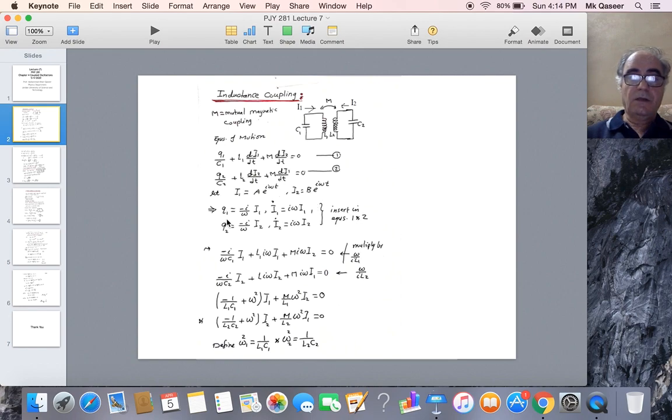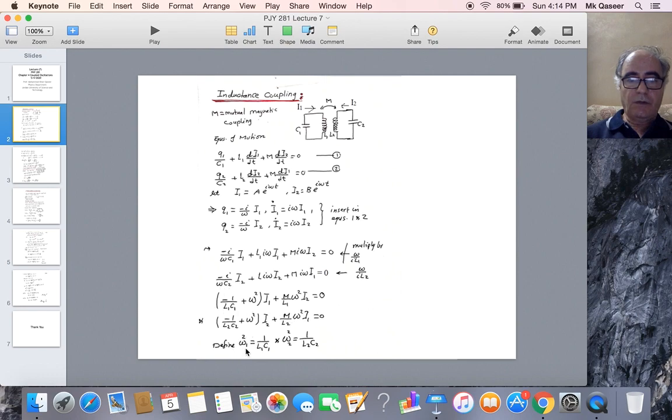We have to solve these two equations for omega. In this case, Q1 is minus i over omega I1, I1 dot is i omega I1, Q2 is minus i over omega I2, and I2 dot is i omega I2. Now insert these in equations 1 and 2. We get these two equations. Now multiply from the left by omega over i L1 for the first equation, and for the second multiply by omega over i L2. We reach these two equations.